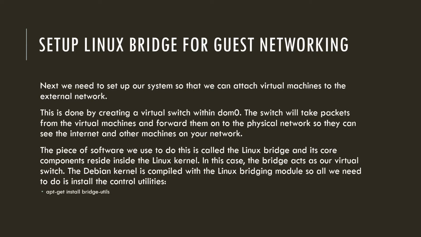The piece of software we use to do this is called the Linux bridge, and its core components reside inside the Linux kernel. In this case, the bridge acts as a virtual switch, and the Debian kernel is complete with the Linux bridging module. So all we need to do is install the control utilities, which we can do by the command apt-get install bridge-utils.